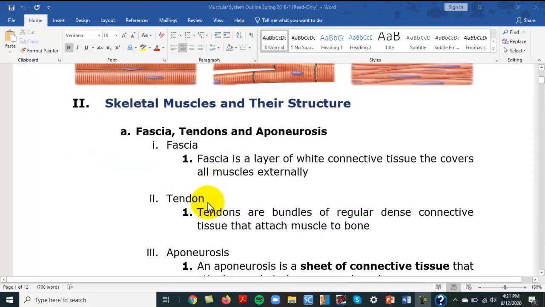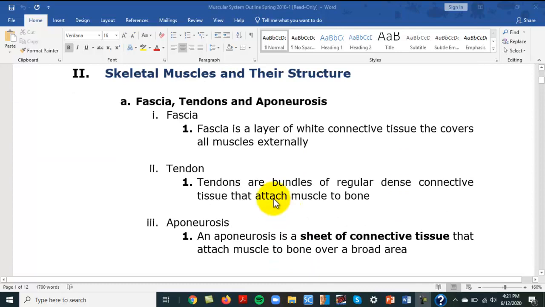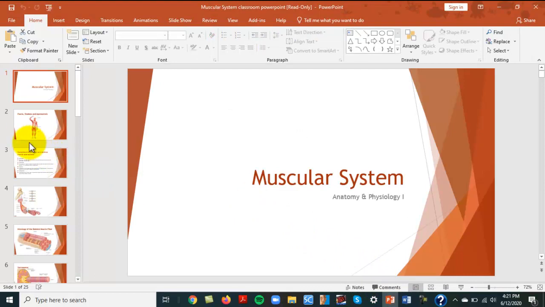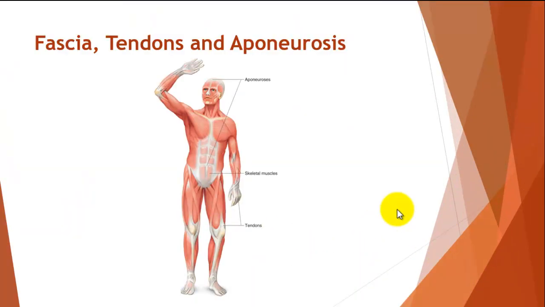So just starting here first, just some terminology that we're going to go through: fascia, tendons, and aponeuroses. You have a PowerPoint that comes with this section. You can see here an aponeurosis.